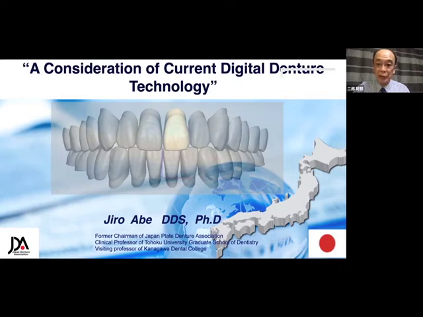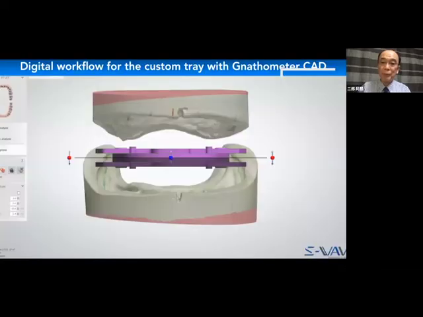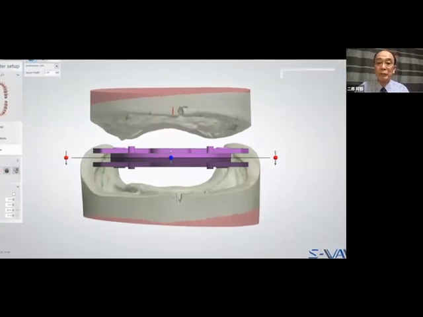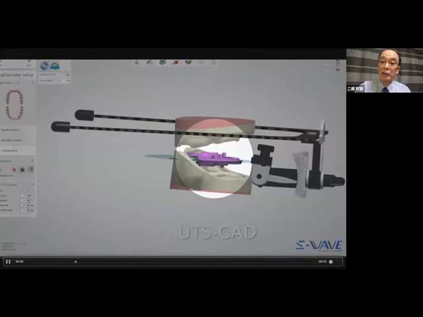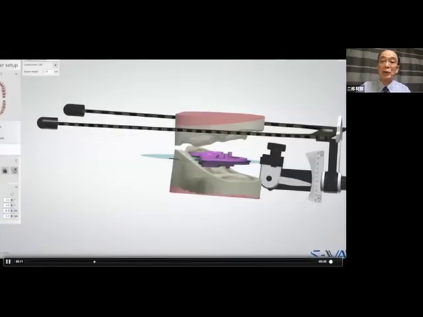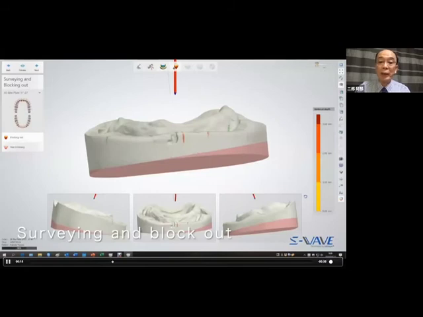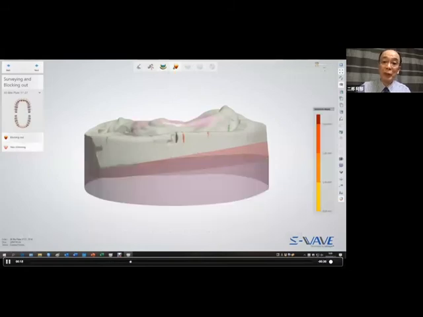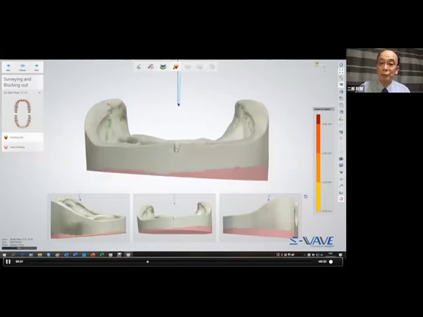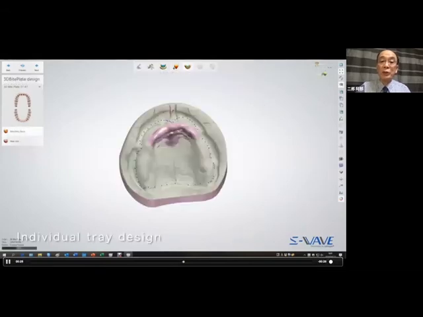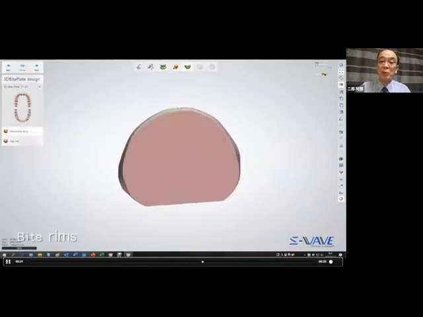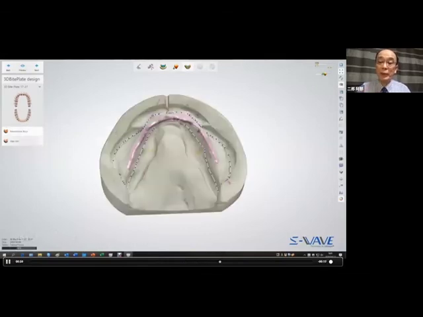I manufactured digital dentures for the same patient. First, custom trays are designed and milled. This is the CAD, where it is most important to determine the occlusal plane, which is similar to the face bow. Undercuts and bony projections should be blocked out with wax. And tray design is always uniform and reproducible, regardless of whether it's an analog process or a digital process.